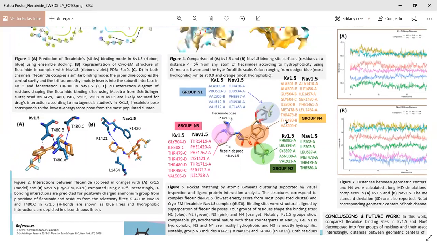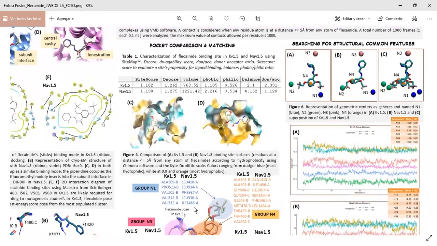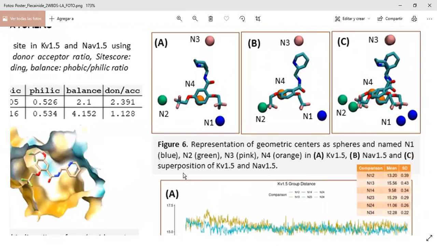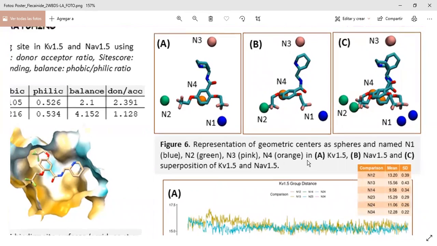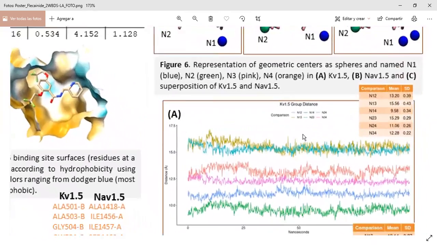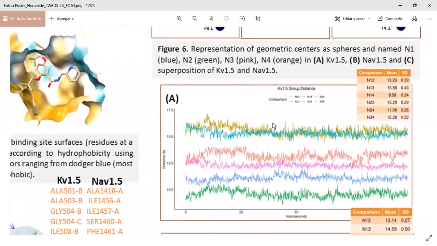Geometric centers of these groups were plotted and can be seen here in the form of spheres with different colors. Distances between these geometric centers were computed along 100 nanoseconds MD simulations of flecainide complexes.